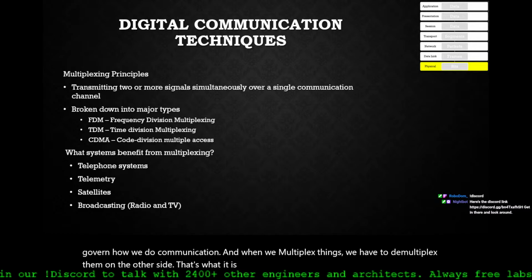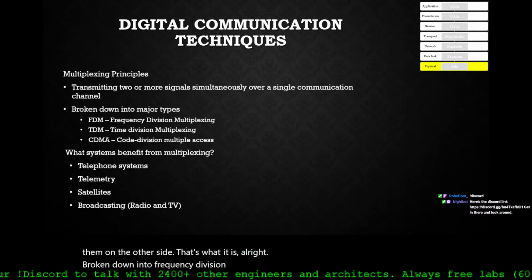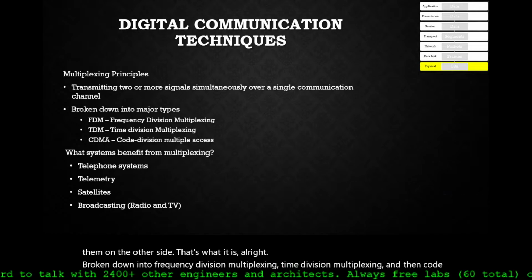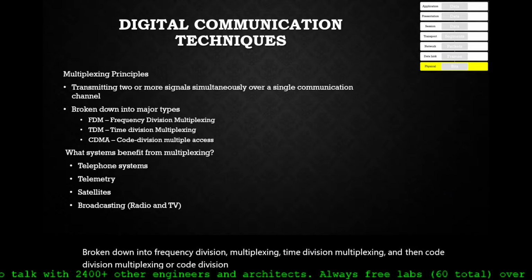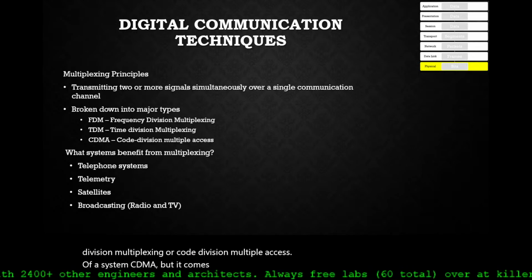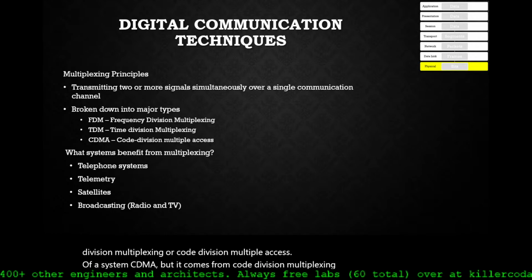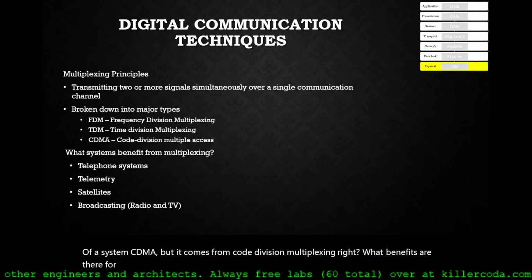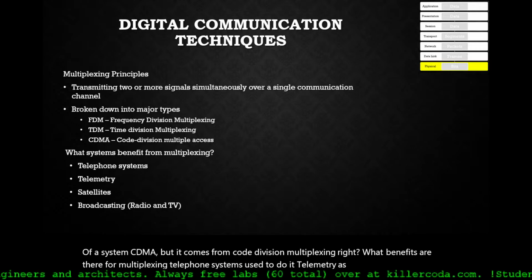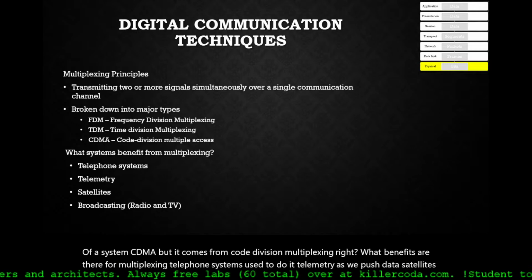All right. Broken down into frequency division multiplexing, time division multiplexing, and then code division multiplexing, or code division multiple access of a system, CDMA, but it comes from code division multiplexing, right? What benefits are there for multiplexing? Telephone systems used to do it. Telemetry, as we push data, satellites, broadcasting, all that kind of stuff.